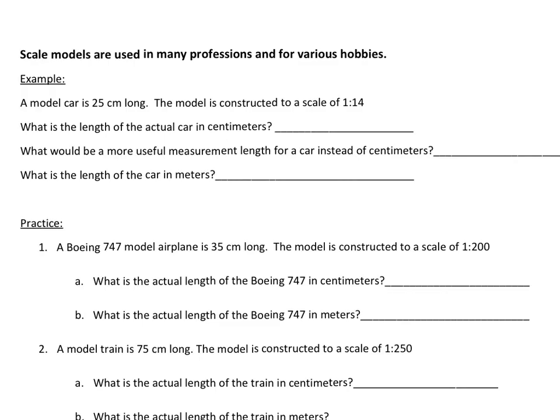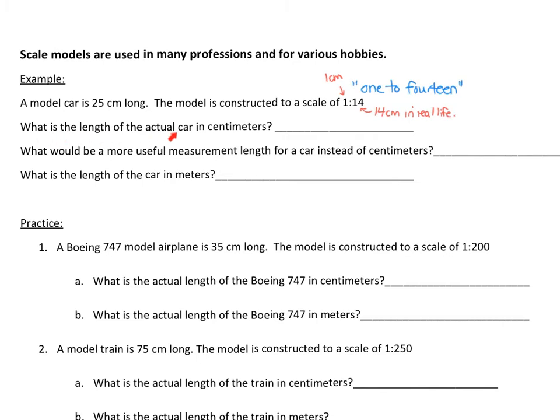In this next part of the video, I just want to review the idea of scale models, scale diagrams with you. So here I have an example: let's say I had a model car that was 25 centimeters long, and it tells me that the model is constructed to a scale of 1 to 14. So that's how you say that. This means for every 1 centimeter in the model, it actually represents 14 centimeters in real life. And the units that you're comparing do need to match.